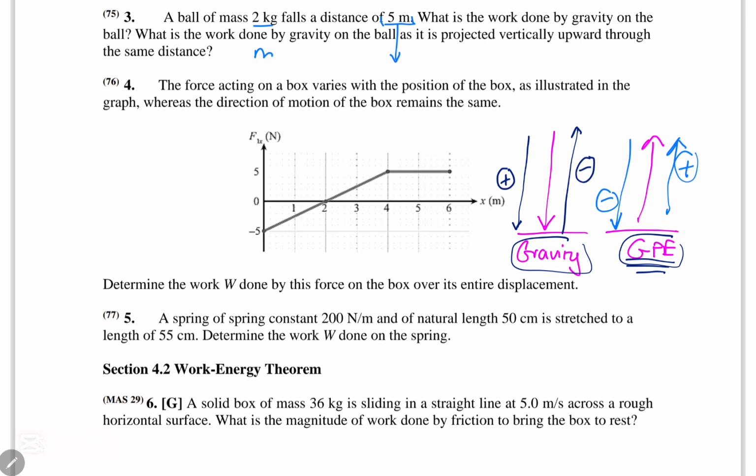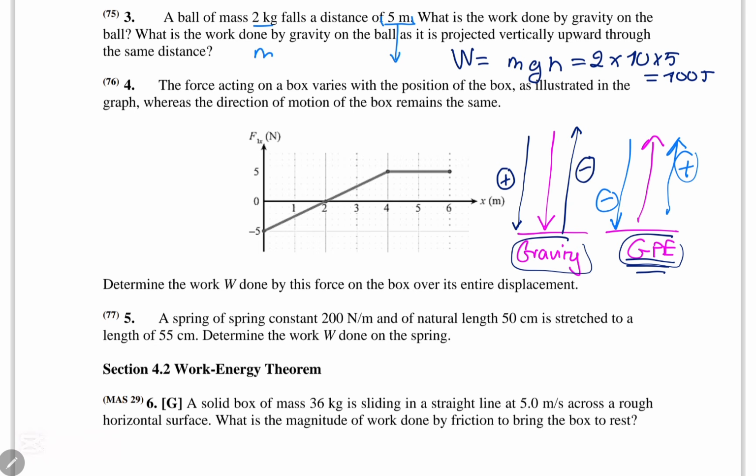So they want the work done by gravity on the ball. The work done by gravity is equal to mgh. Here, let's assume that g is 10, so it's going to be the mass, which is 2, times g, which is 10, times the height, which is 5. So in total, you got 100 joules.